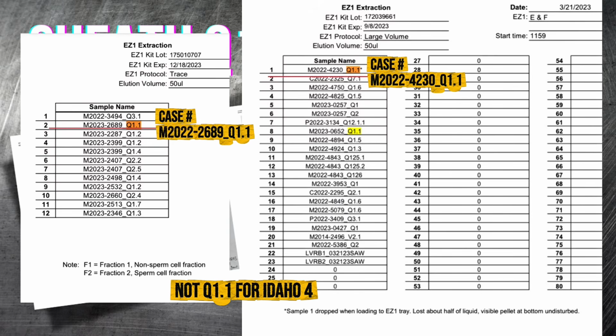So what this page really shows is something very normal in DNA labs. Multiple cases being extracted in the same batch. Case 4230, case 4843, case 2325, and so on. All run together on the EZ1 sheet.